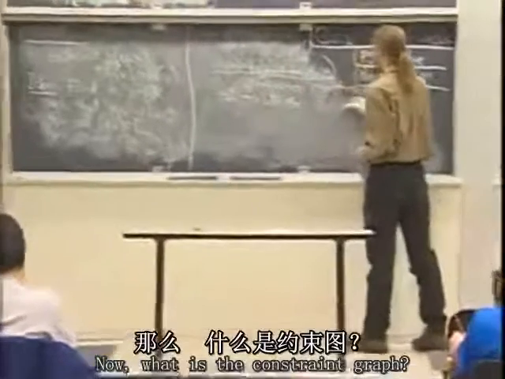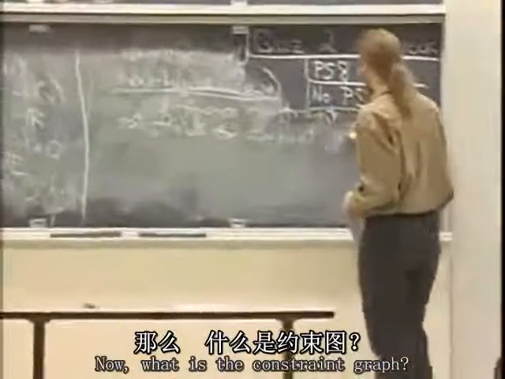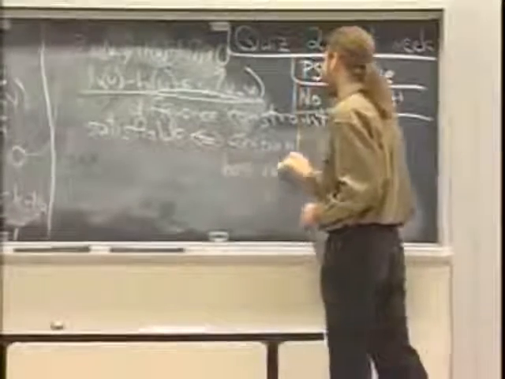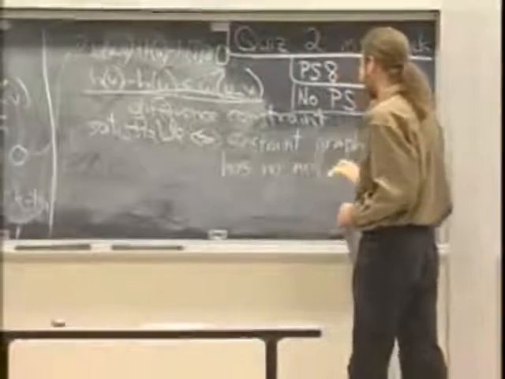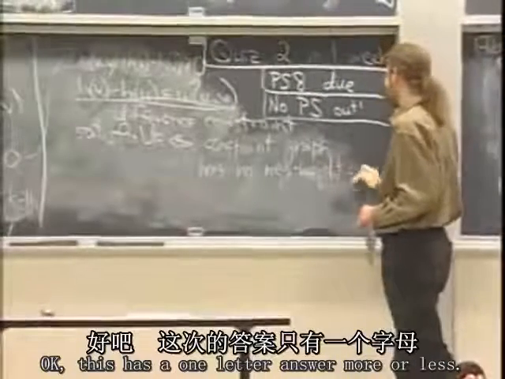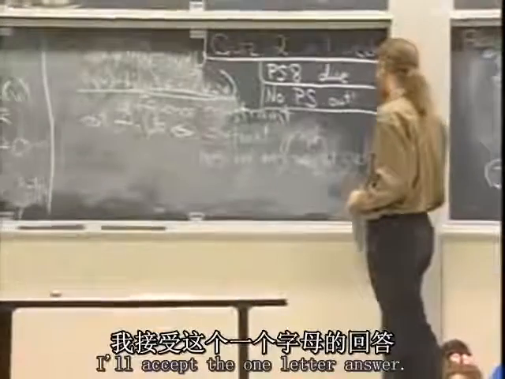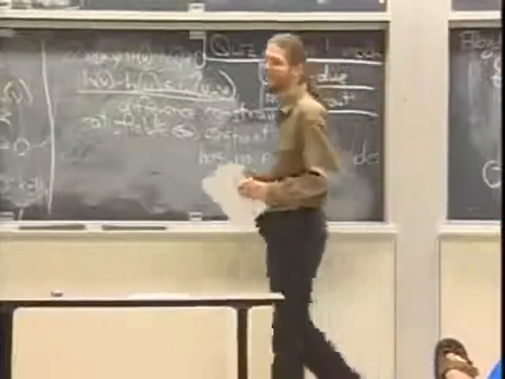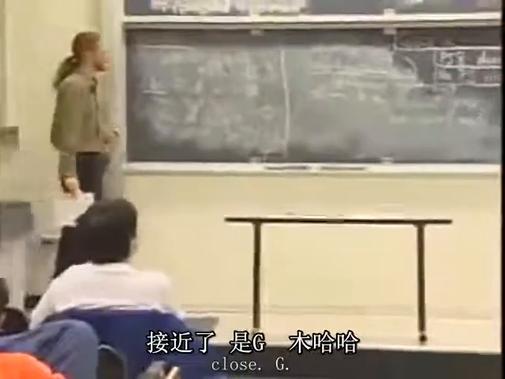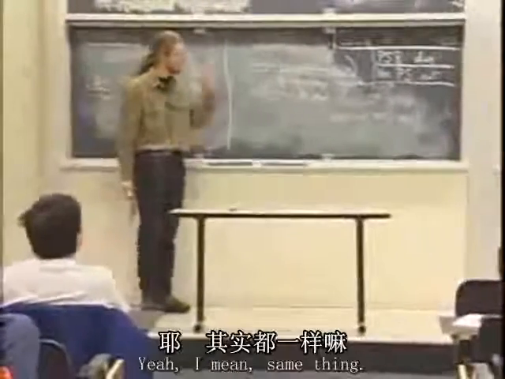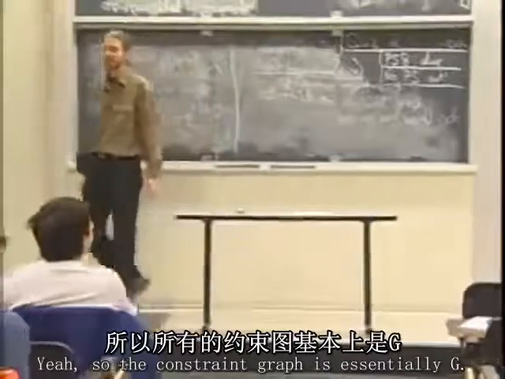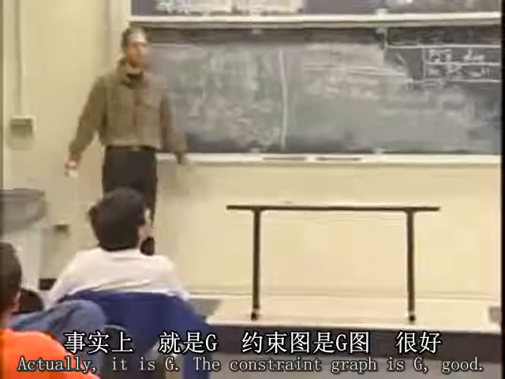Now, what is the constraint graph? Okay, this has a one-letter answer. More or less, I'll accept the one-letter answer. What, A? A, close, G. Yeah, I mean, same thing. Yeah, so the constraint graph is essentially G. Actually, it is G. Constraint graph is G.